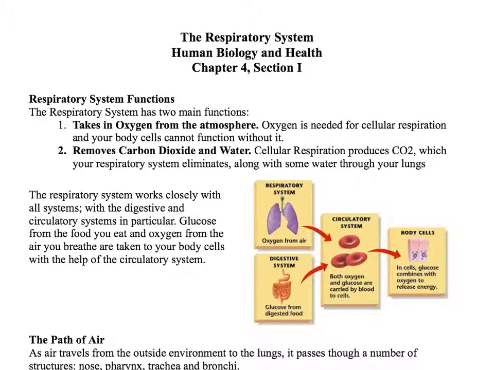The respiratory system has two main functions, which you probably already realize since we just finished the cardiovascular system. So the respiratory system takes in oxygen from the atmosphere. Oxygen, you have to remember, is needed for all cellular respiration, and it removes carbon dioxide and water. So it takes in oxygen from the atmosphere. It removes carbon dioxide and water.